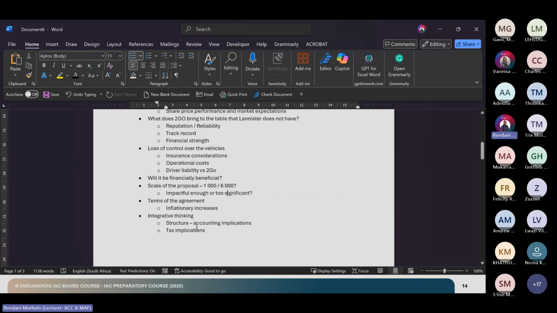So as we were talking, I was adding some of the points around structure, accounting implications, tax implications, and so on. But this is just a high-level thinking approach that is expected from you. Make sense? All right, I think we can stop it there for the evening.